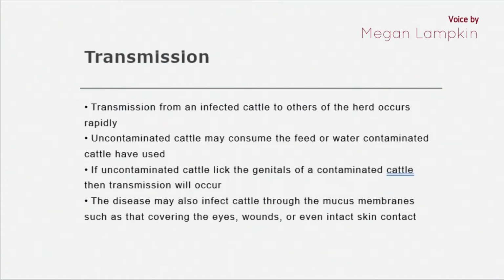Transmission of brucellosis occurs rapidly from infected animals to uninfected members of the herd through the consumption of contaminated water or feed. Healthy animals may lick the genitals of infected cattle, thus resulting in transmission of the bacteria. Transmission may also occur through mucous membranes such as those which cover the eyes, through wounds, and even through contact with intact skin. Samples may be taken from blood, bone marrow, or bodily fluids to determine the presence of Brucella bacteria.